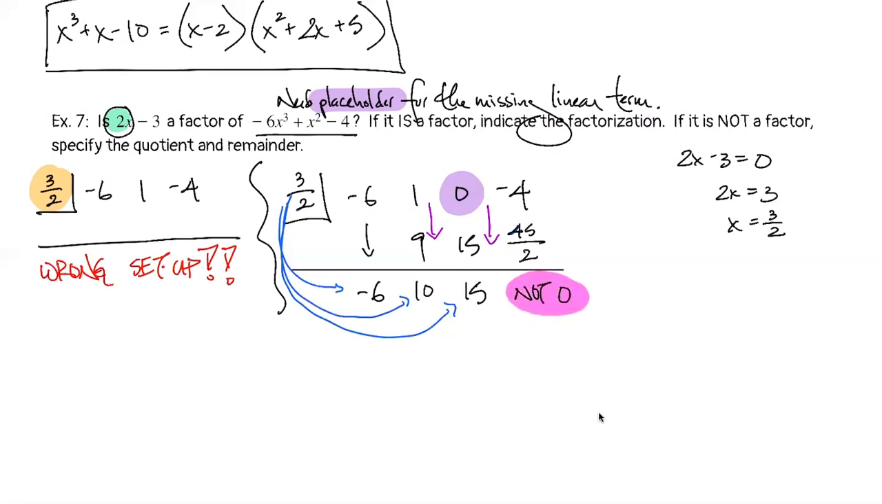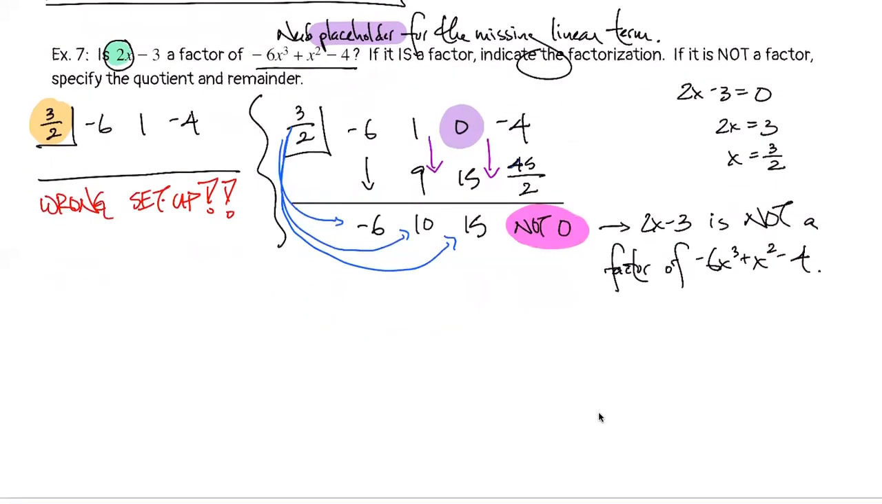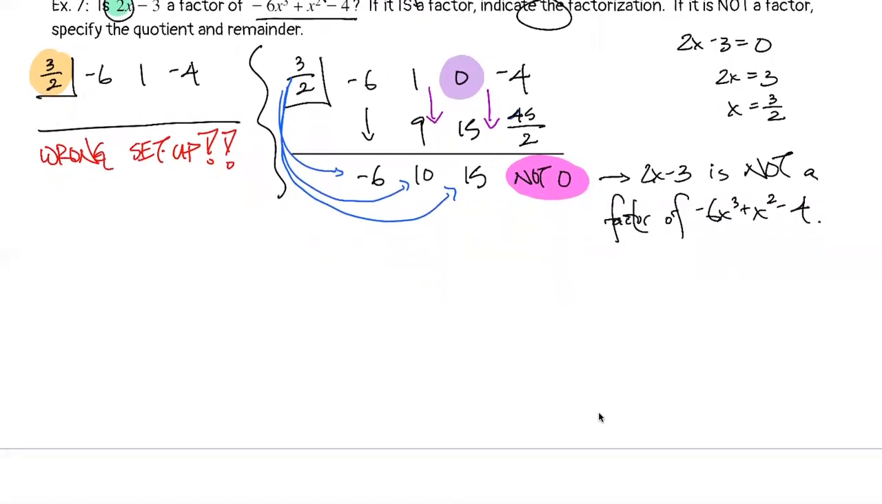So this is not 0, which means that 2x minus 3 is not a factor of -6x cubed plus x squared minus 4. Okay, so it's not a factor. Well, if it's not a factor, you don't need to indicate the factorization. But if it's not a factor, you need to specify the quotient and remainder. So here we go. The remainder, well, we already found, well, we didn't find it. I guess we should do that out.